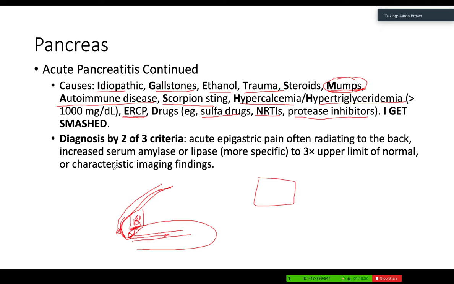How do we diagnose acute pancreatitis? I told you it is a clinical diagnosis. So we have 2 out of 3 criteria. Acute epigastric pain radiating to the back, elevated amylase or lipase, 3 times the limit of normal, or characteristic imaging findings. Okay, we have a very, very low threshold for diagnosing acute pancreatitis. These things are pretty general, right? Epigastric pain radiating to the back, that's not something that's super specific, but that is going to be specific for acute pancreatitis, so it's a pretty easy diagnosis to make.